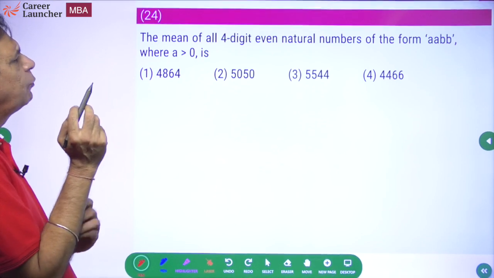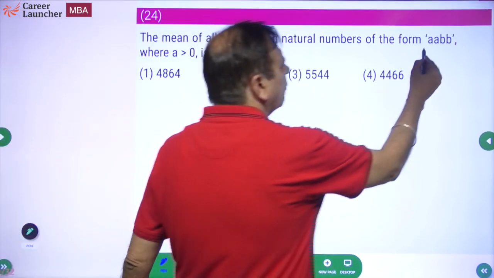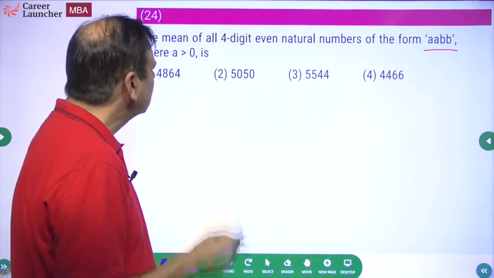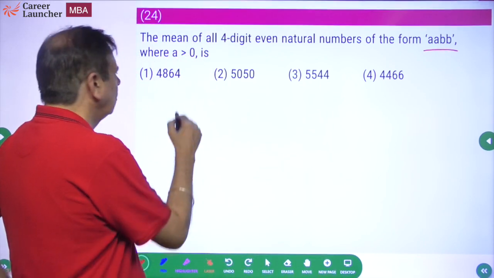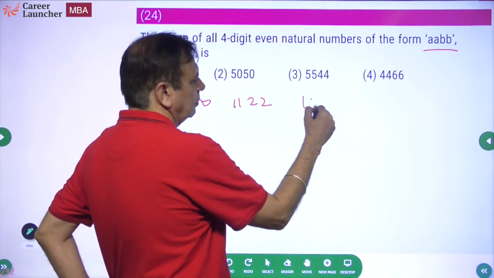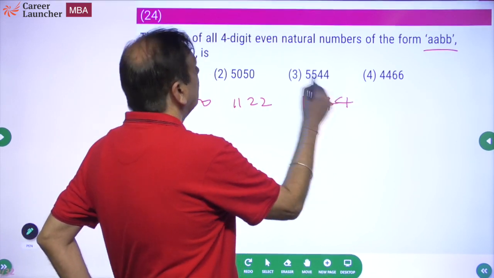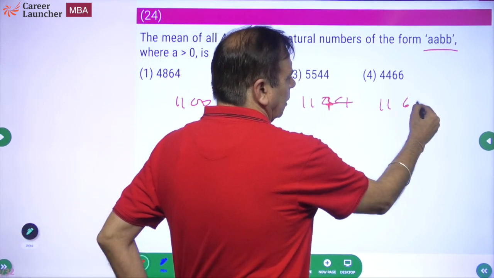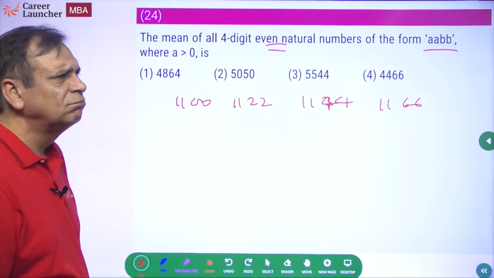The mean of all 4-digit even natural numbers of the form ABA. What is the smallest number going to be? Where A is greater than 0? Next. We want even natural numbers. Is it not an AP?